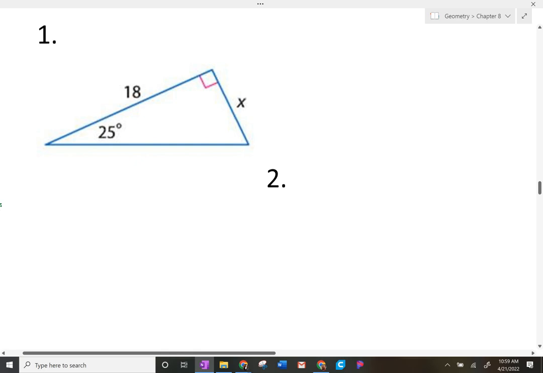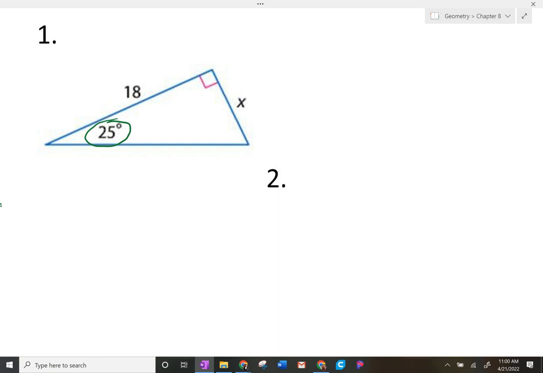All right, so for my very first example here, I've got this triangle. It's got 25 degrees. I've got 18 on one side. I've got x on the other side. So the very first thing that I'm going to do, before I even try to figure out which one these ones are, is identify the information that I do know and that I want to find out. So 25 is the degree, based on this degree right here. I'm going to give these sides names.